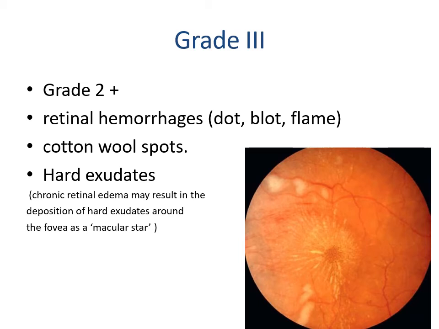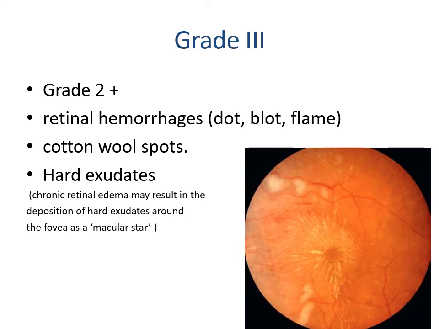Then cotton wool spots or soft exudates. These are basically areas of focal ischemic infarct of the retinal nerve fiber layer as a result of axoplasmic flow disruption. They are present in the retinal nerve fiber layer and hence they are larger in size, appear as cotton wool balls, and have fuzzy margins.